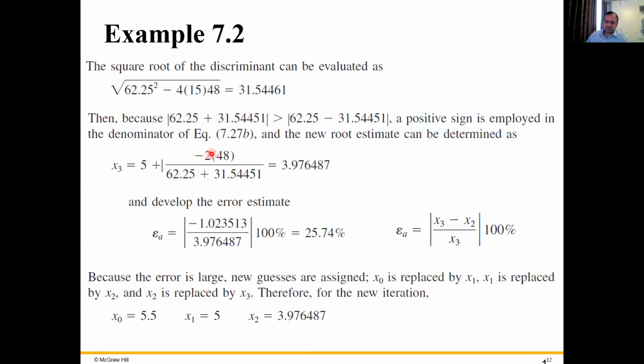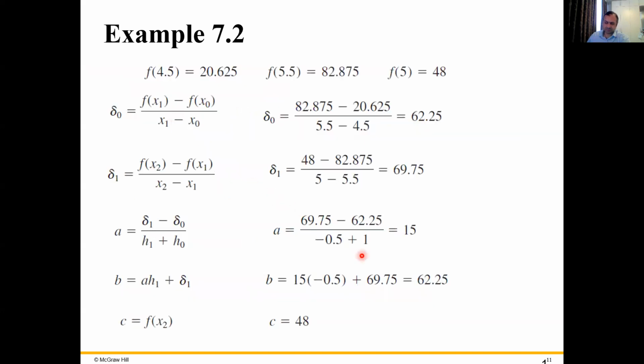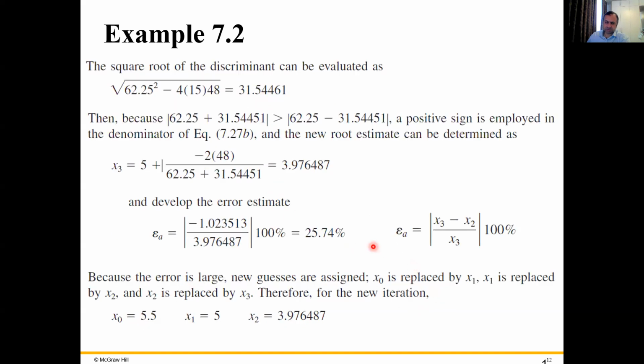So here we need to make one check, because in the solution we have the b squared minus 4ac term. First of all, you will calculate this discriminant, b squared minus 4ac. It will be 31.54. So now this 31.54 will be added to b. The value of b was 62.25, okay, and its absolute value will be found, and then it will be subtracted from b and its absolute value will be found.